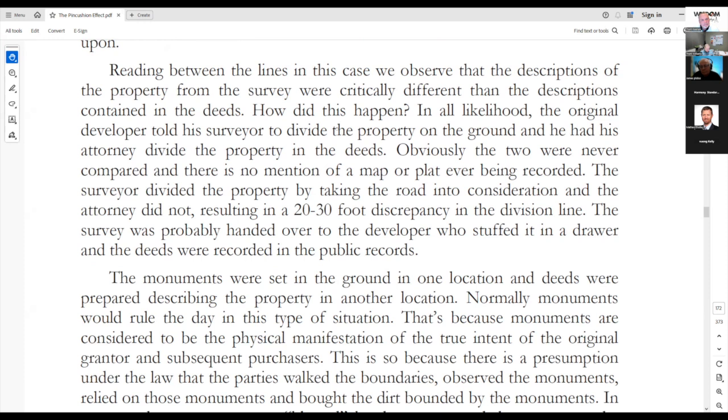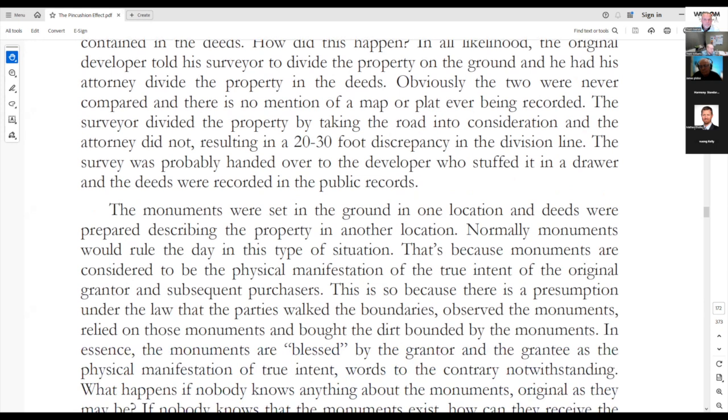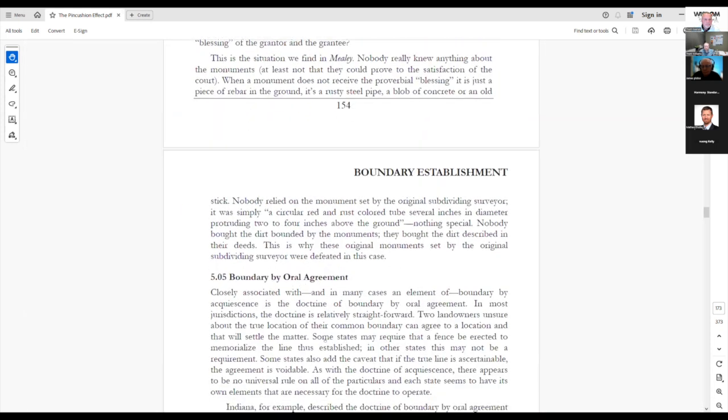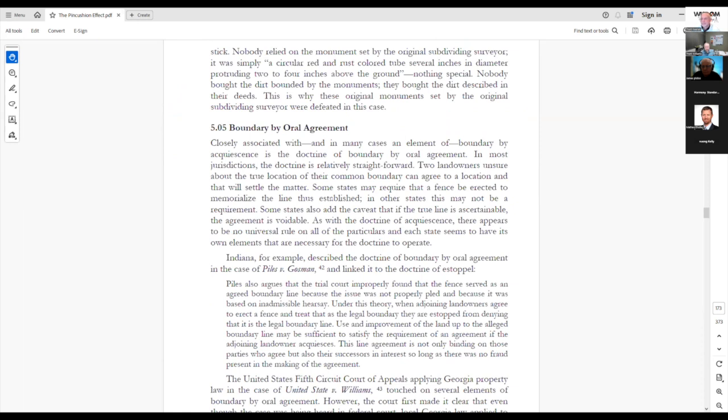The survey was probably handed over to the developer, who stuffed it in a drawer, and the deeds were recorded in the public records. And James kind of talked about that a little bit, the difference between all those. Kyle talked about this absolute uncertainty. The difference between the two creates a strong uncertainty there.